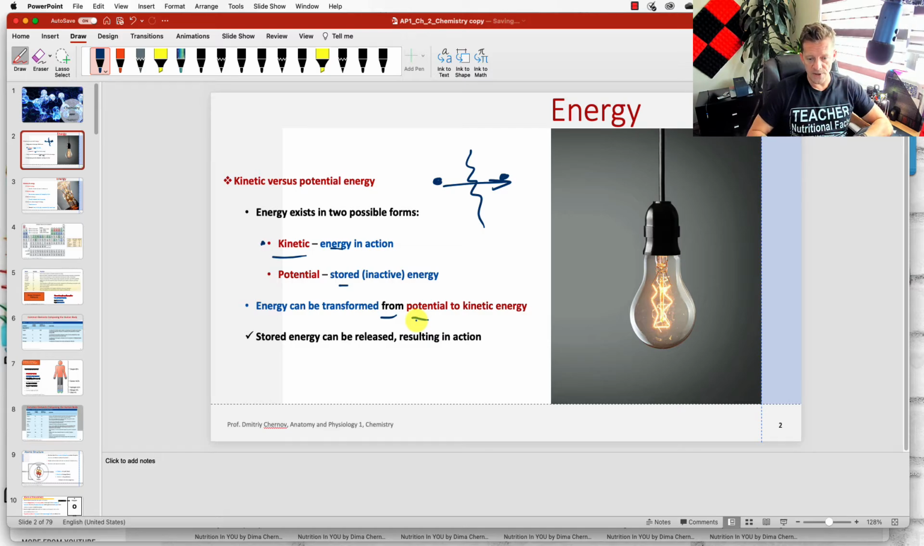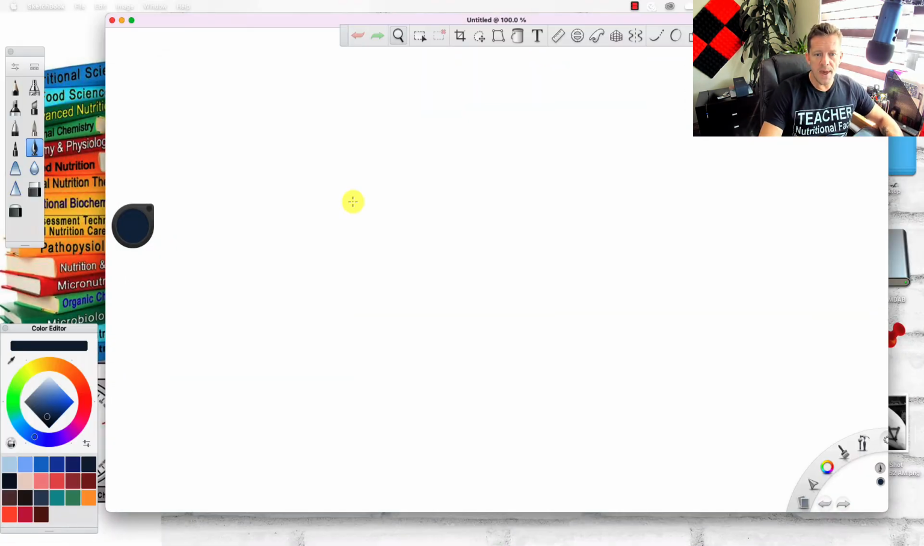Now, this object that is on the floor, right? Let's say it's on the floor, it has a potential energy. Potential, boom, it's kinetic, and then it becomes potential energy. So stored energy can be released. That will result in action. A great example of this would be food.